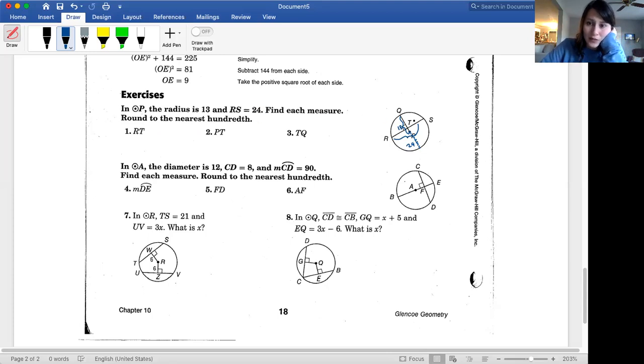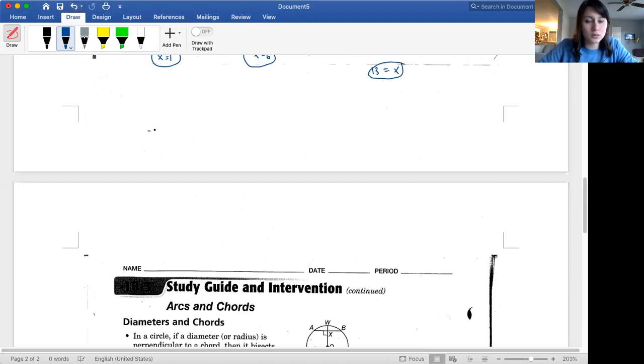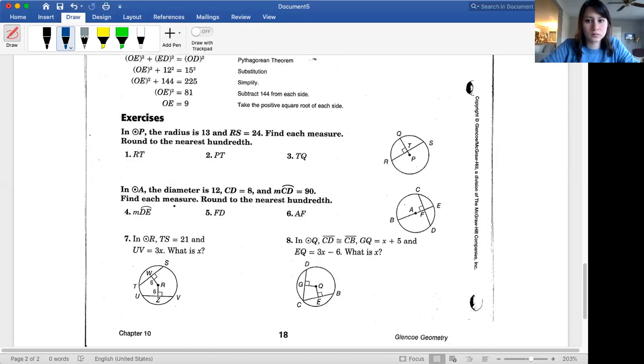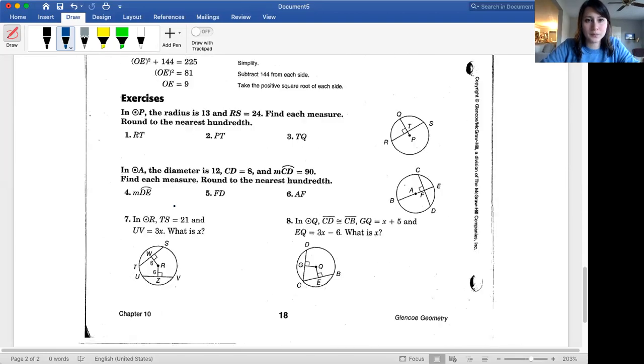We need to find the measurement of RT. All right, so if I know RS is 24, then I know RT just is half of that because it's being bisected. So half of 24 is 12. So RT is 12. Nothing crazy, right? So RT is, where am I? Right here. RT is 12. Okay. Now they're saying, what is PT?